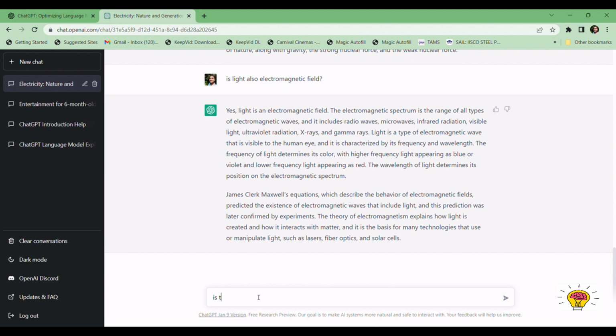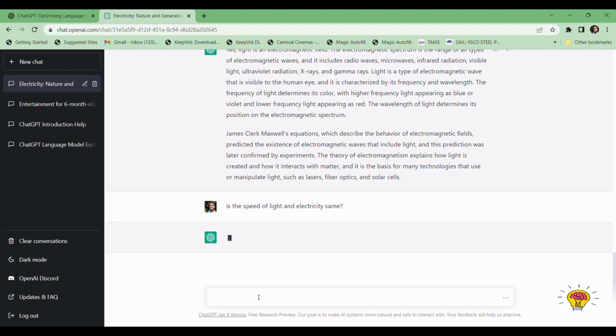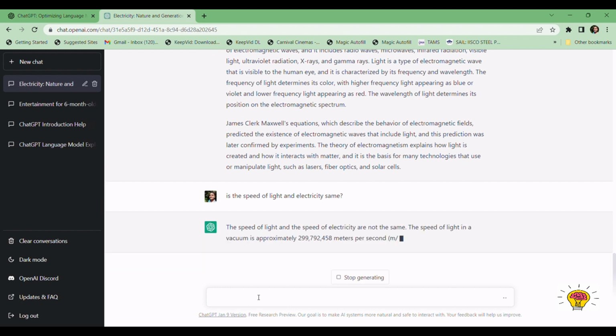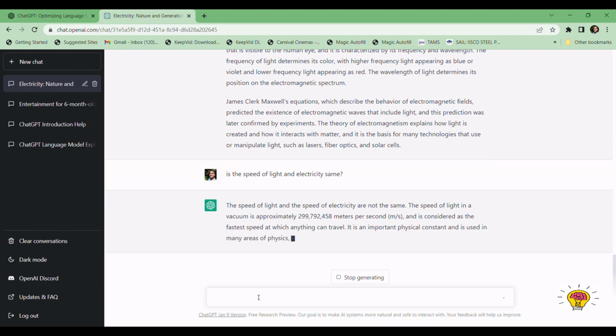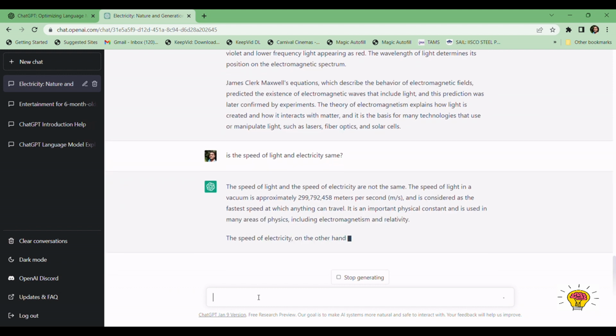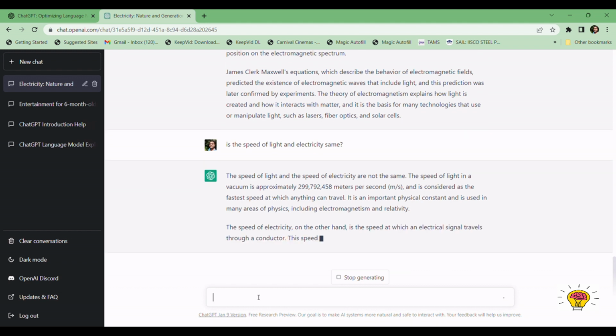Is the speed of light and electricity the same? The speed of light and the speed of electricity are not the same. The speed of light in a vacuum is approximately this many meters per second and is considered the fastest speed at which anything can travel.